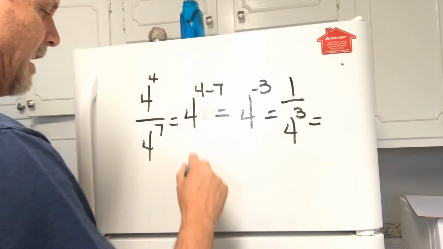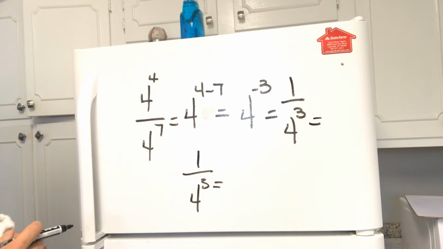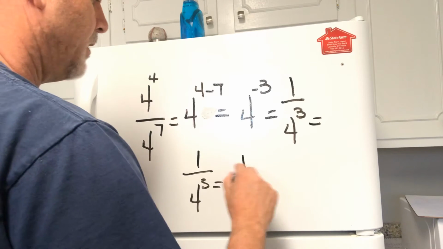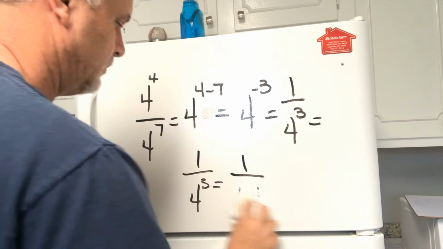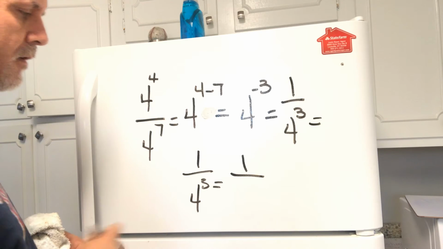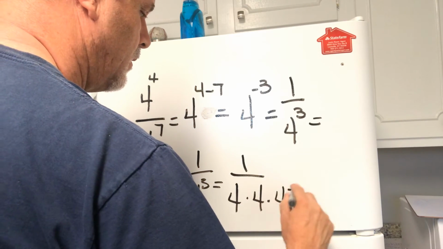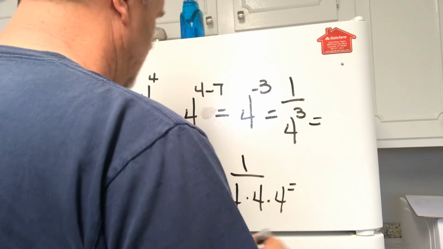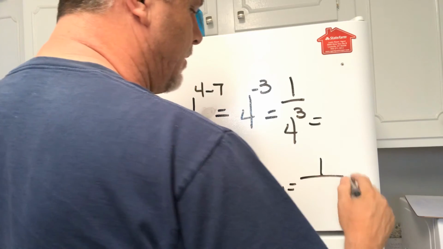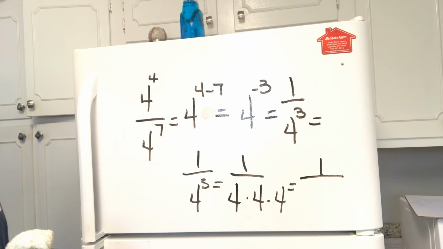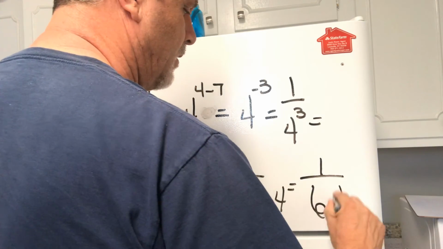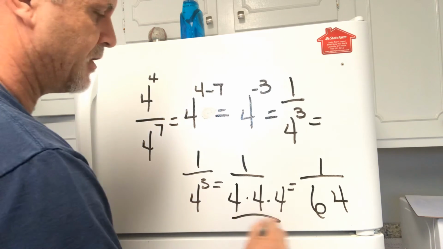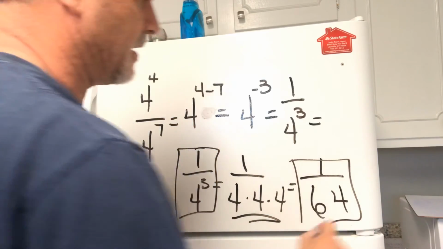If we go ahead and evaluate that, 1 over 4 to the third is 1 over 4 times 4 times 4. 4 times 4 is 16, times 4. Oh wait, did I say 6? I think I made a mistake there. So 4 times 4 is 16 times 4. No, that's right. Yeah, 64. Sorry. So that would be 1 over 64. You don't have to show this step if you don't want to. This is simplified. This is evaluated.